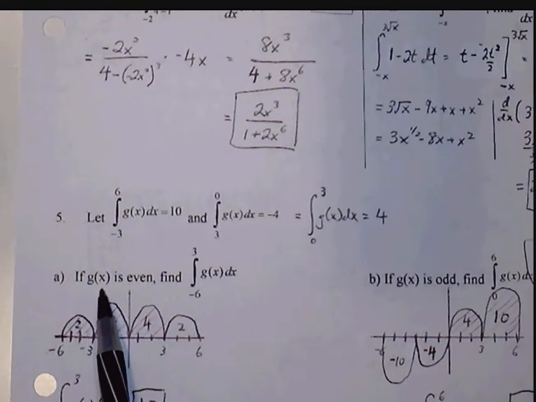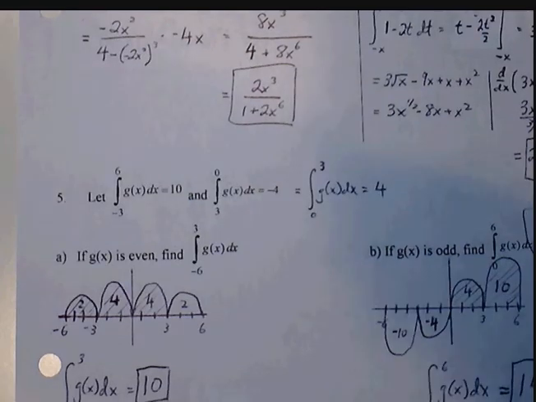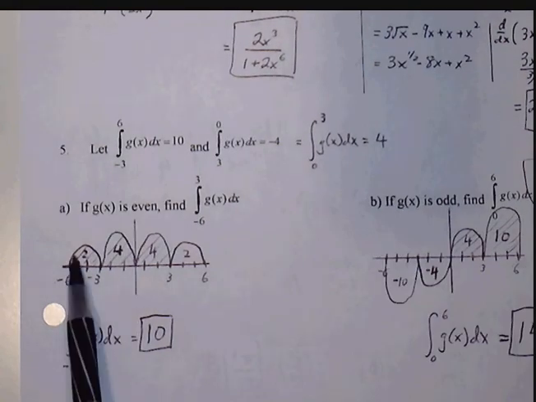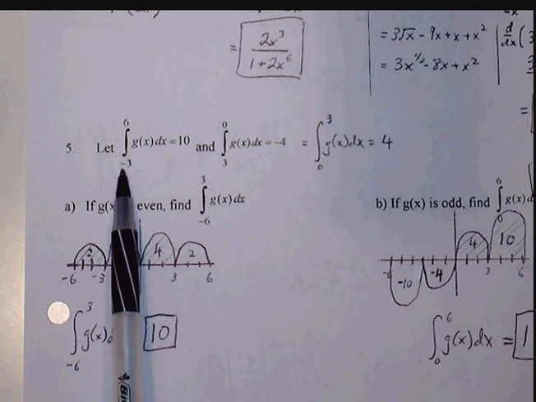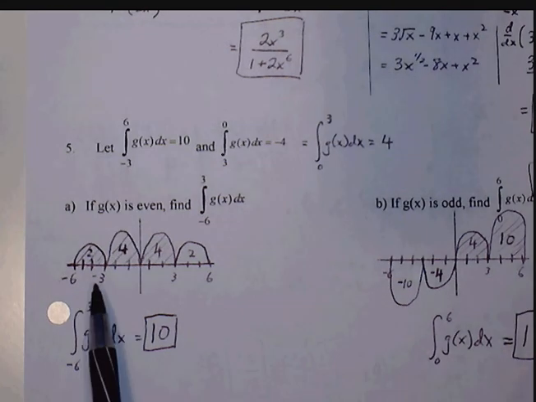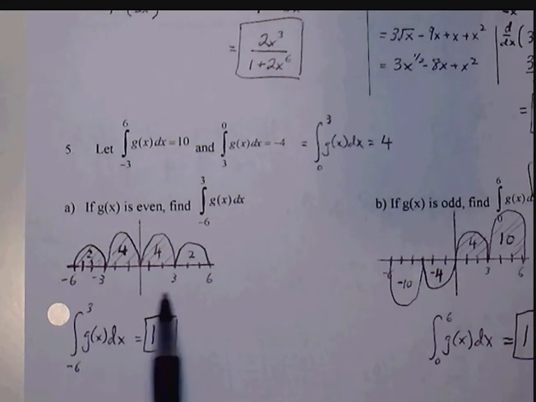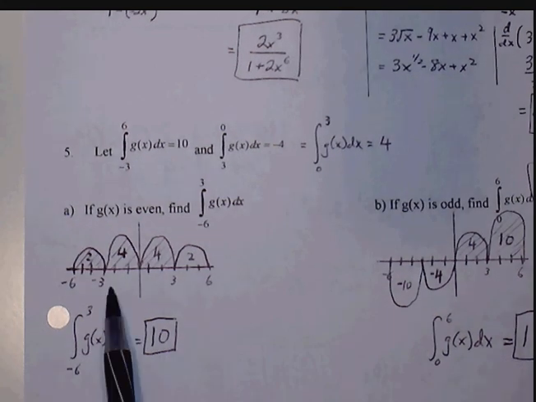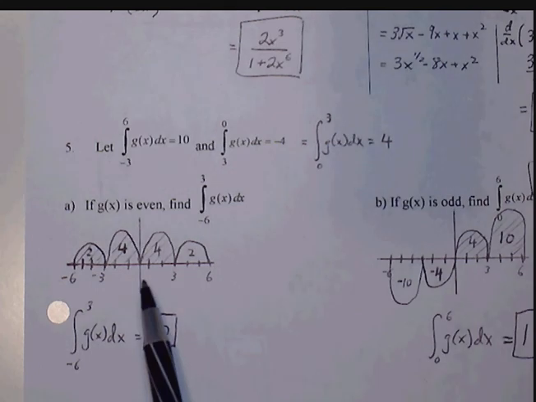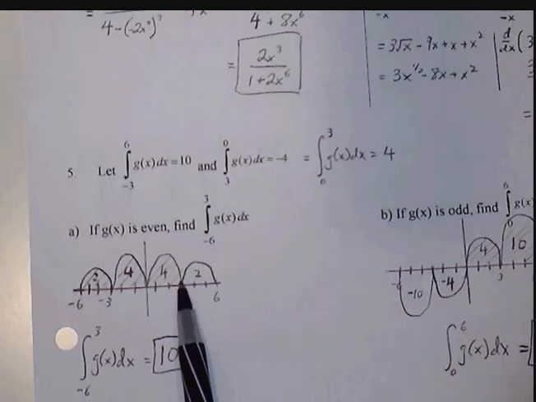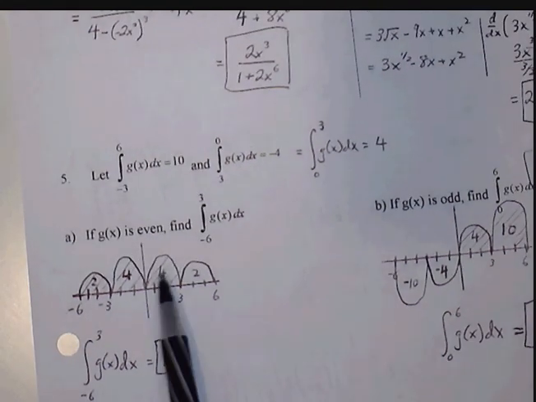So we have an even function, meaning that our graph will be symmetrical on both sides of the y-axis. So from negative 3 to 6 is equal to 10. But we also know that from 0 to 3 is equal to 4. So we know that this portion is 4. If we know this portion is 4, then we know that this portion must be equal to 4 as well.